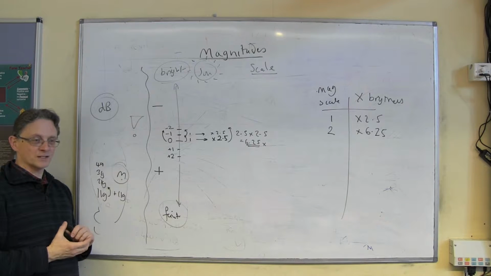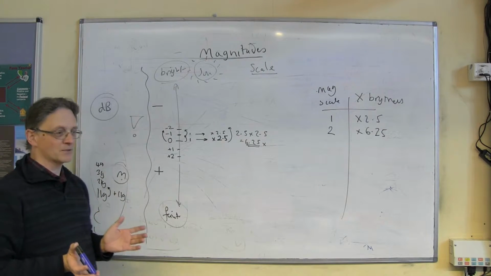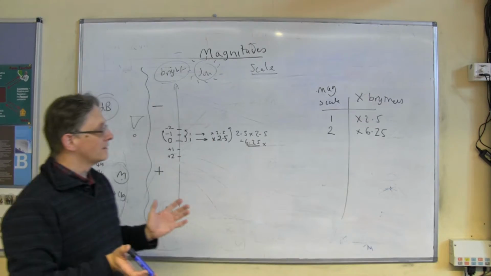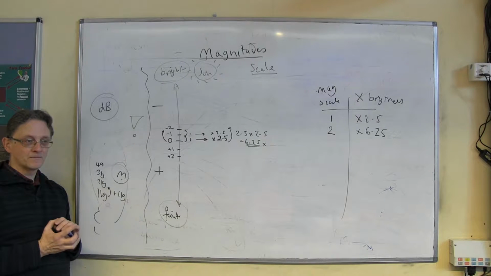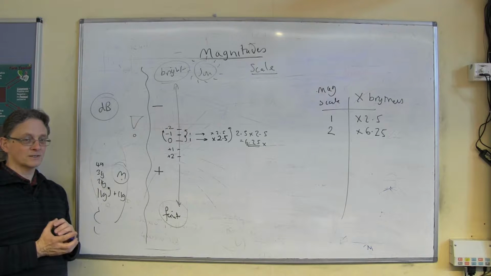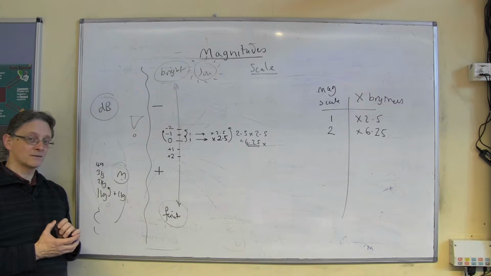It's a bit like interest, I guess. If you had £100 in the bank, you put £100 in the bank, you got 10% interest. How much money would you have at the end of the first year? You invest £100 at 10% interest. How much money would you get at the end of the year? You'd have 110, wouldn't you? How much would you have at the end of the second year?